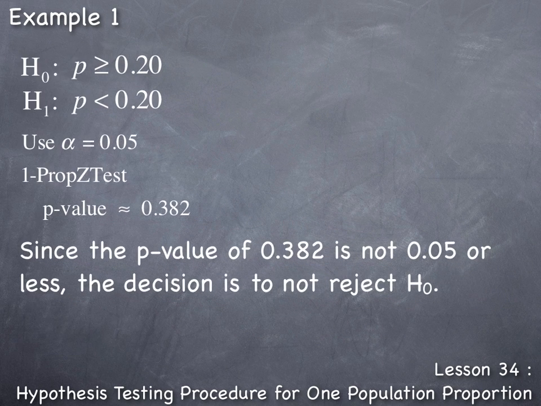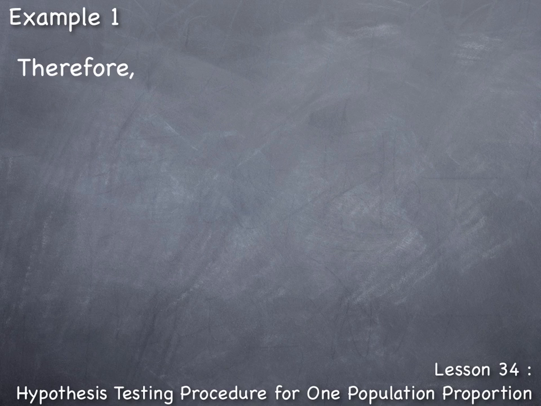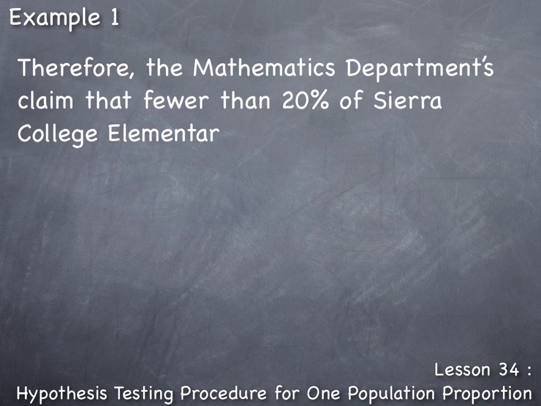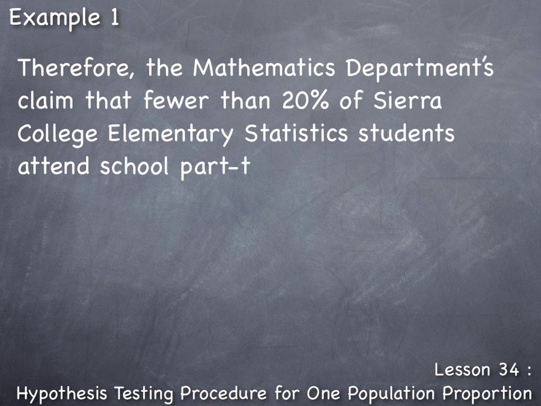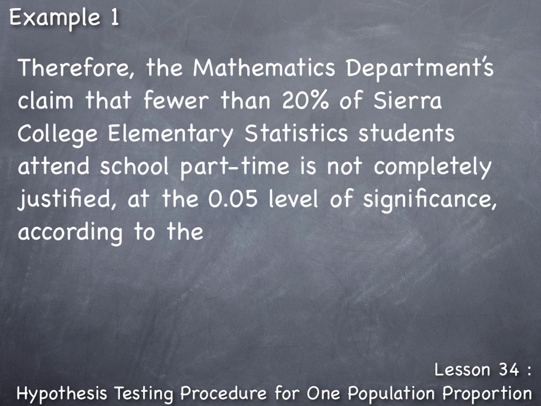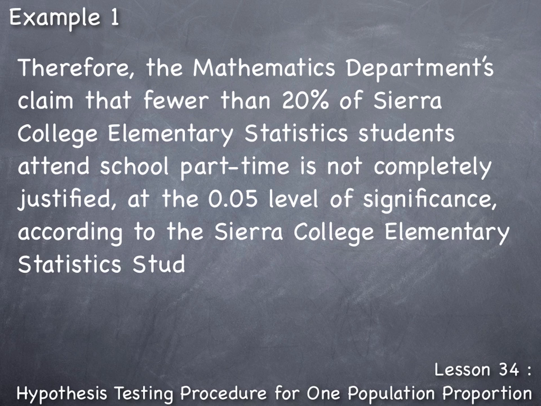So, based on this hypothesis testing results, we can reach the following conclusion. Therefore, the mathematics department's claim that fewer than 20% of Sierra College elementary statistics students attend school part-time is not completely justified at the 0.05 level of significance, according to the Sierra College Elementary Statistics Student Survey.